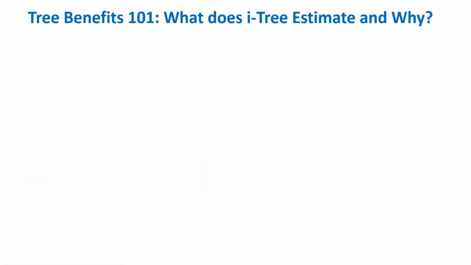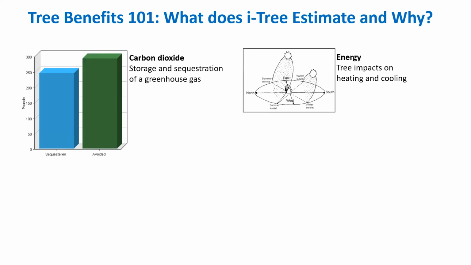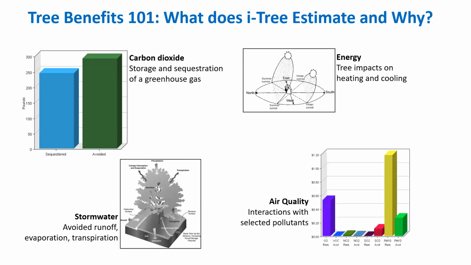So these benefits, what do we estimate and why? So the iTree suite of tools, there are an abundance of benefits that they do estimate, but MyTree being a very simple tool intended for more community-based audiences, we look at carbon dioxide, storage and sequestration. We look at energy impacts. So that's the tree building interaction. How are you saving money on energy by planting trees around your home? We look at the stormwater reduction, runoff, rainfall interception, and our air quality benefits, pollution removal and avoided pollutants into the atmosphere. So I'm going to go into a little bit more detail about each of these right now and how we provide those values.